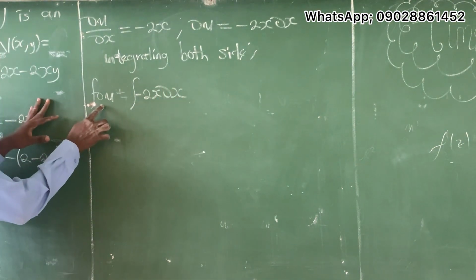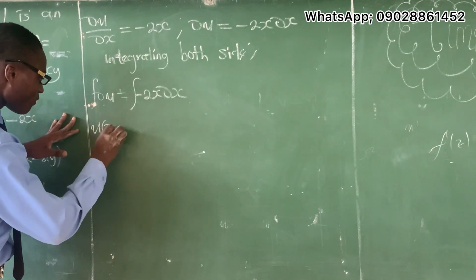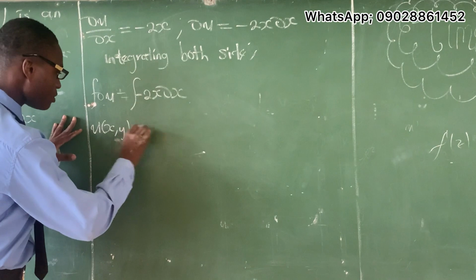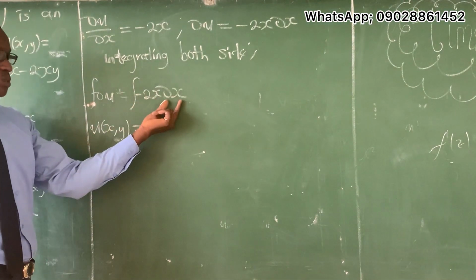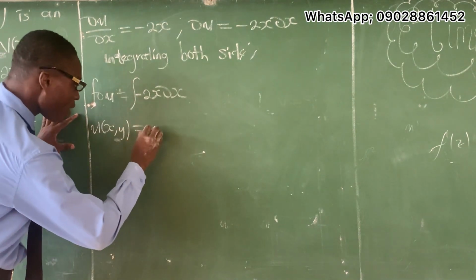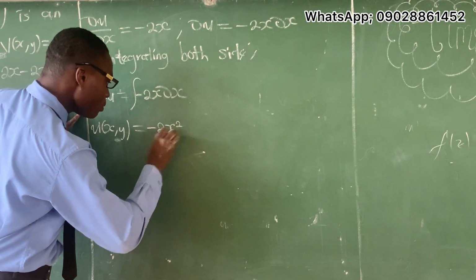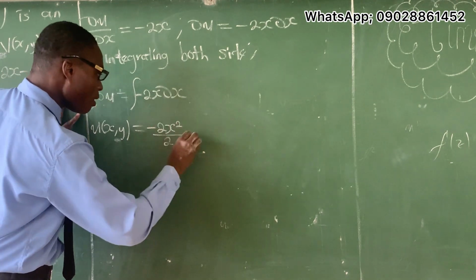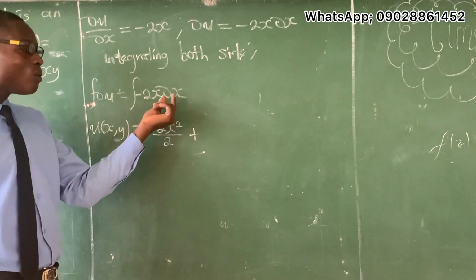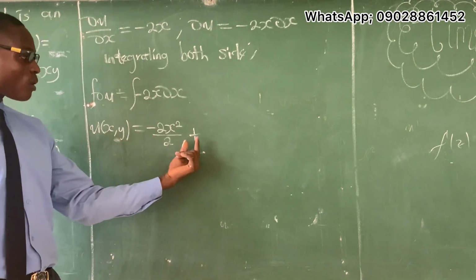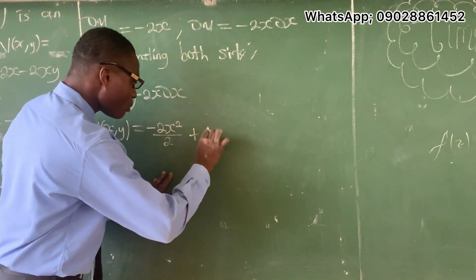So if you integrate partially, you are going to have u, but it is a function of x and y. And this is equal to, if you integrate minus 2x with respect to x using the general formula, you are going to have minus 2x to the power of 2 divided by 2 plus a constant. But since we have treated y as a constant, the constant we are going to add will be a function of y. So plus a, which is the constant.